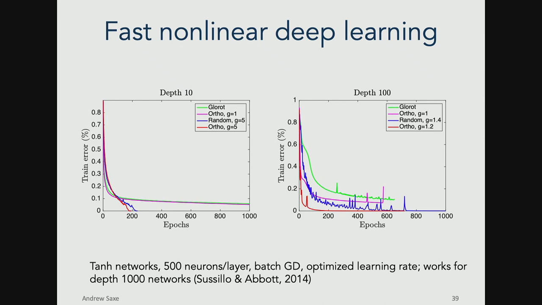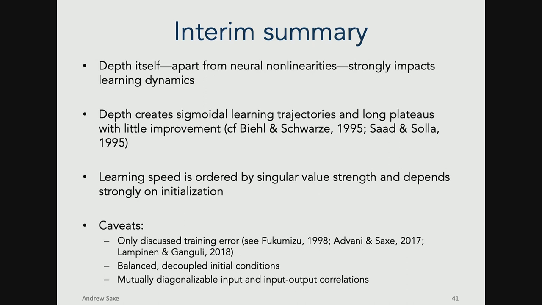Okay, so just as an interim summary of these training dynamical phenomena, at least in these deep linear networks, there's something that depth itself contributes to the learning dynamics. And it's not about neural nonlinearities, because there are none in this case. What it does is it creates these sigmoidal learning trajectories and long plateaus in learning, which is reminiscent of a variety of results in the nonlinear case, although I think the mechanism is different. Usually, in prior work, it's been about two hidden units that are pointed in nearly the same direction, and you have to separate them apart. This is about the scaling symmetry across depth, but it's a similar phenomenon.